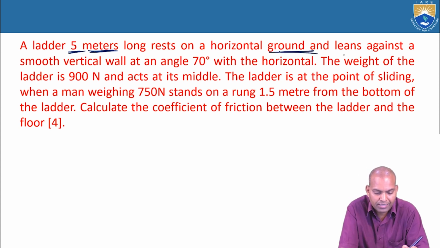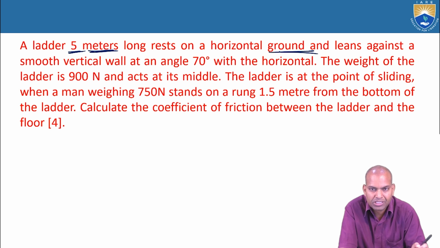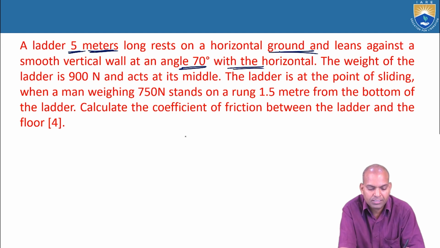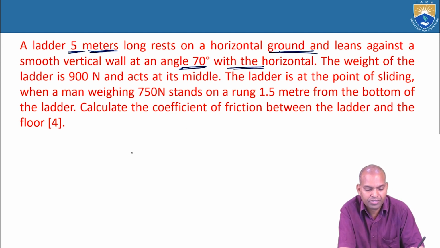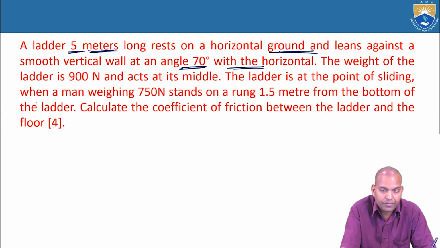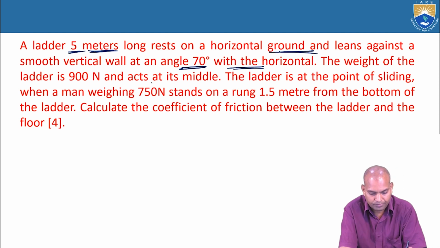A ladder 5 meters long rests on horizontal ground and leans against a smooth vertical wall at an angle of 70 degrees with the horizontal. That is the alpha given, alpha equal to 70 degrees. The weight of the ladder is 900 newtons and acts at its middle.